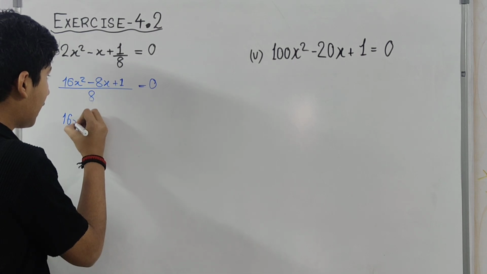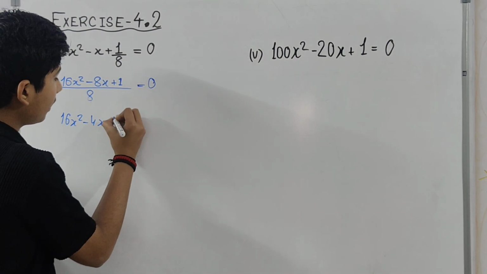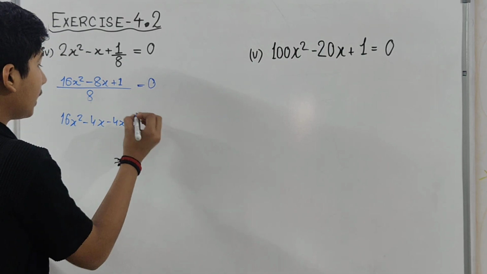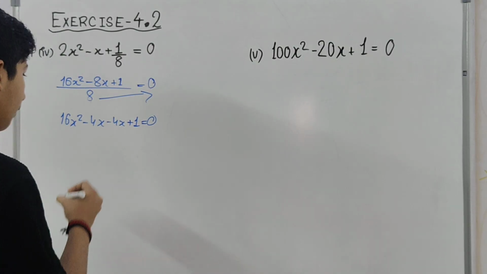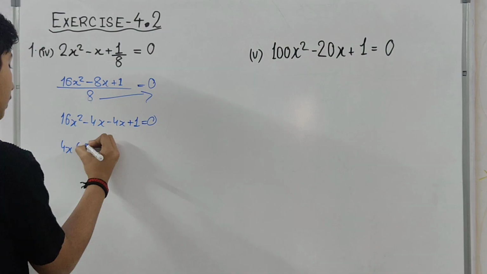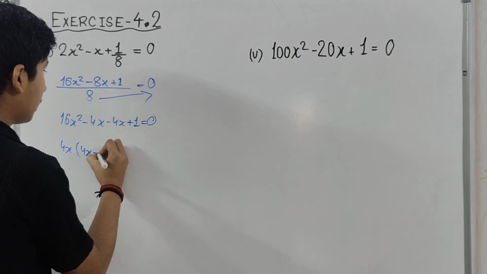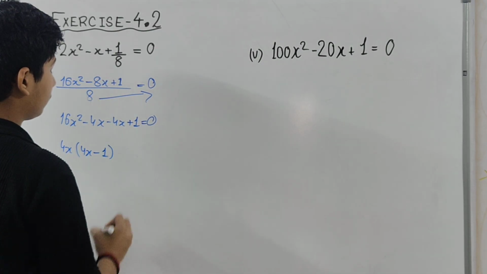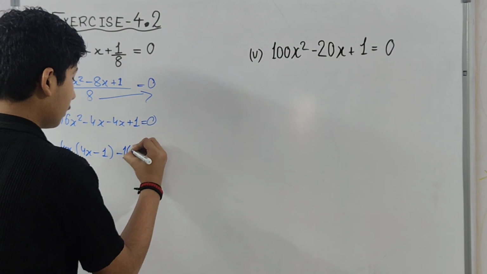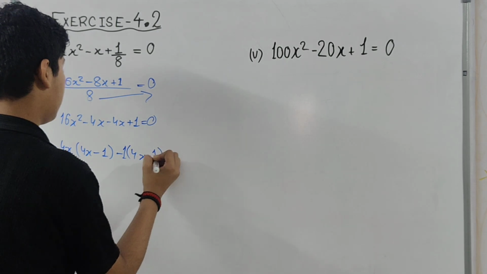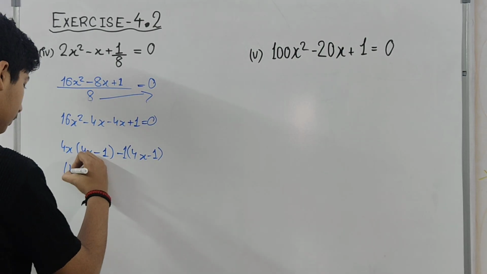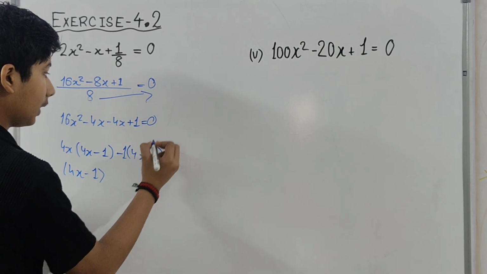So 16x square minus 4x minus 4x plus 1 equal to 0, and upon 8 will be sent that side, so only 0 will be remaining. Now we take 4x common. So 4x into 4x minus 1, minus 1 will take common, 4x minus 1. So the brackets are same, so we'll take one bracket common, 4x minus 1 into 4x minus 1 equal to 0.